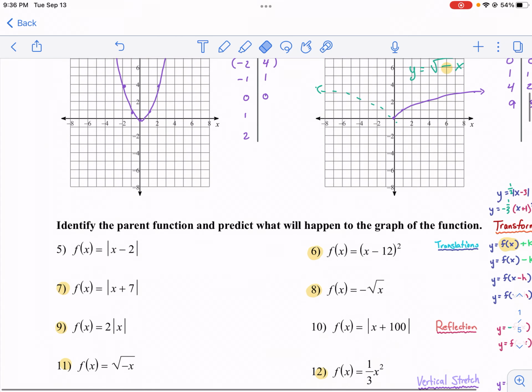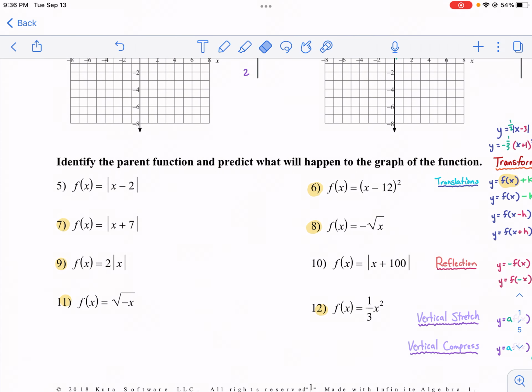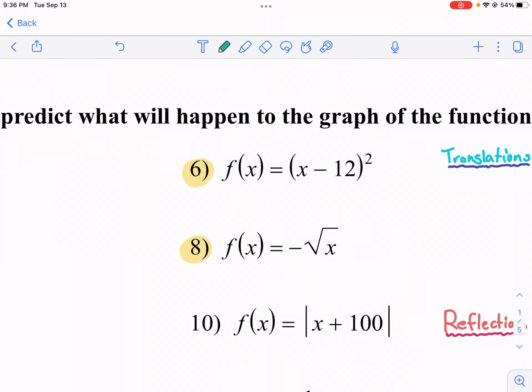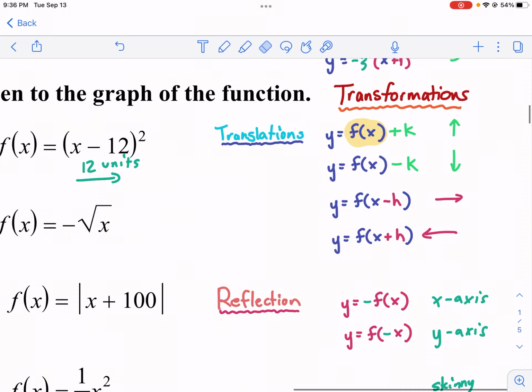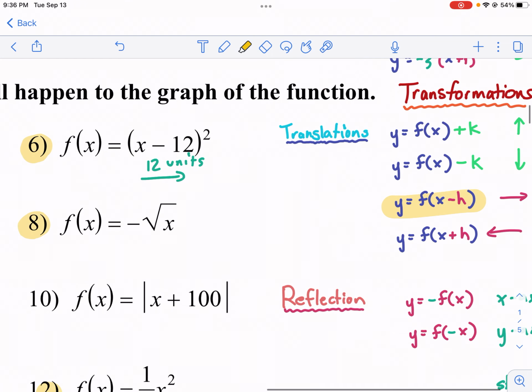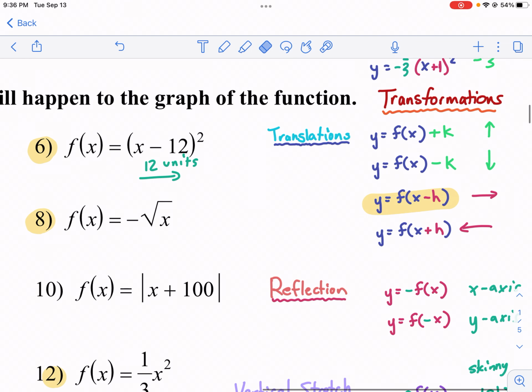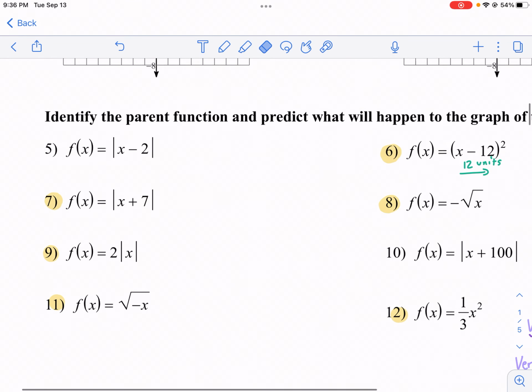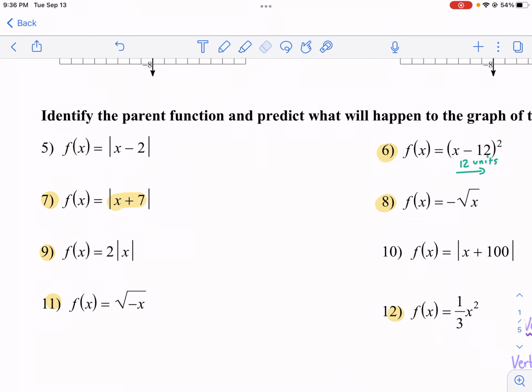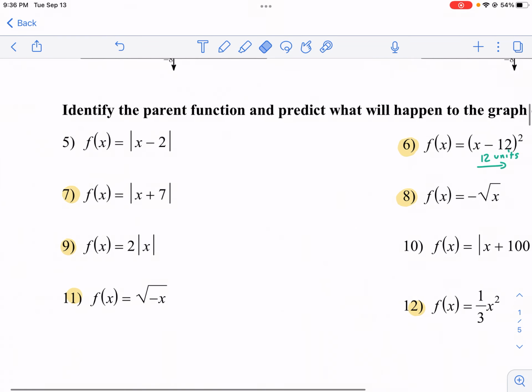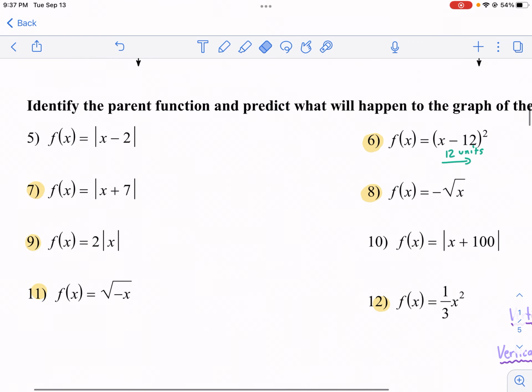Now we're ready. This is the third phase of identifying parent functions and what happens. So if we subtract on the inside like this, we already talked about that. This would be a shift to the right 12 units, or a slide to the right 12 units. And that's according to this over here. So we have a slide to the right 12 units according to our transformation cheat sheet. So that's the first one. Over here, if we have +7, now it's on the inside again. It's not on the outside, so it's not k. We're not going up and down. We're going to be going to the left this time. Remember, counterintuitive, and this is left 7 units.